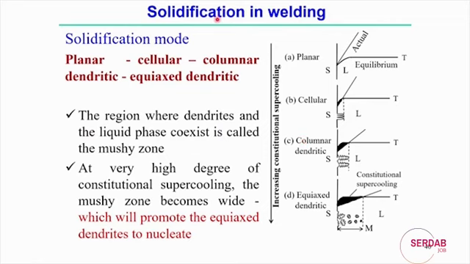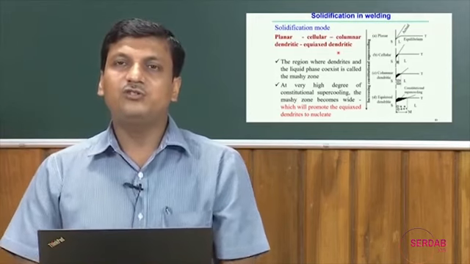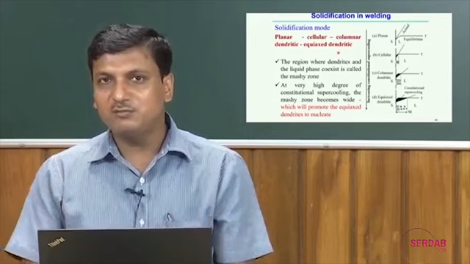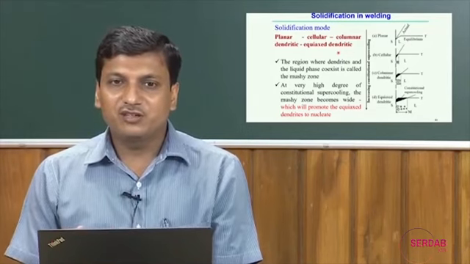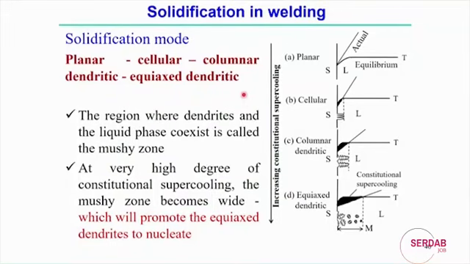Now, here also another comment: the zone where the dendrites and the liquid phase coexist is basically called the mushy zone. In that zone, the dendrites and the liquid coexist, and the mushy zone lies between the solidus and liquidus temperatures. At a very high degree of constitutional supercooling, it is obvious that the mushy zone becomes very wide. The other way around, at a low degree of constitutional supercooling, there is almost no mushy zone, or the mushy zone is small.